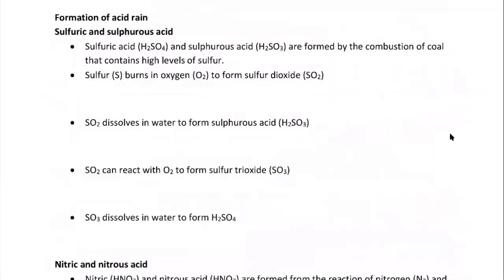So here's what happens to form acid rain. If you have the sulfur compounds, they're either going to produce, like I said, sulfuric or sulfurous acid. Now, because we live in the United States, you'll see sulfurous spelled with the S instead of the PH, okay?